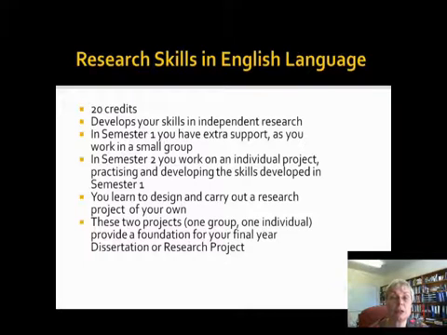And that work on those two projects provides the foundation for your final year dissertation or research project. Dissertation is half the length of a research project and carries half the credits, but in either case they're quite important parts of your final year work. So your second year is to move from the guided independent study into the more completely independent and self-motivated, self-designed research work.